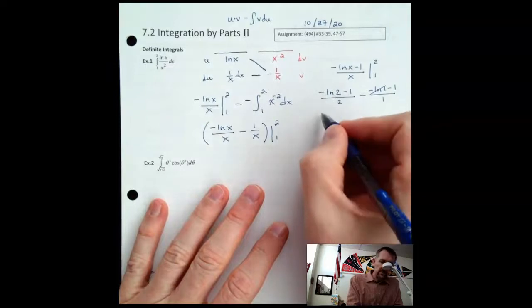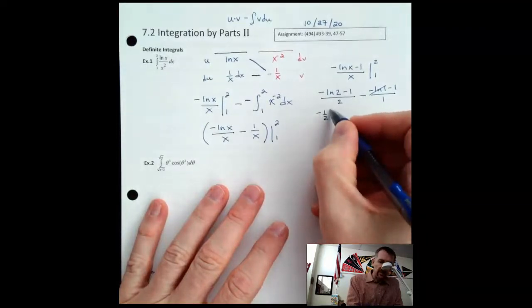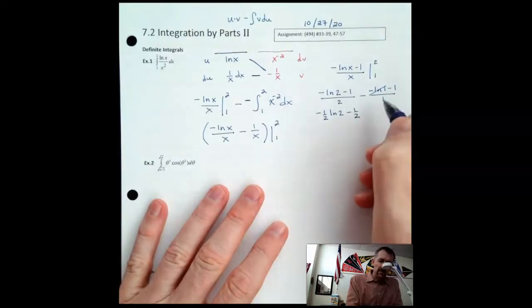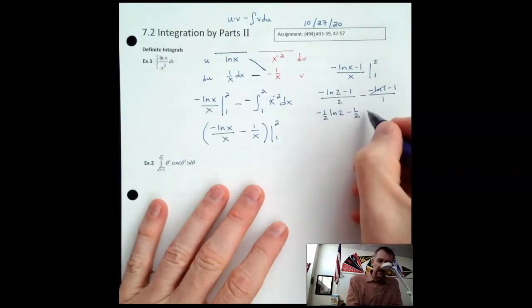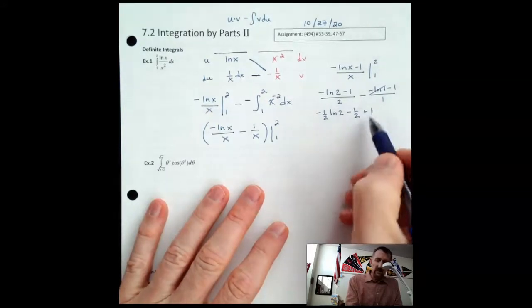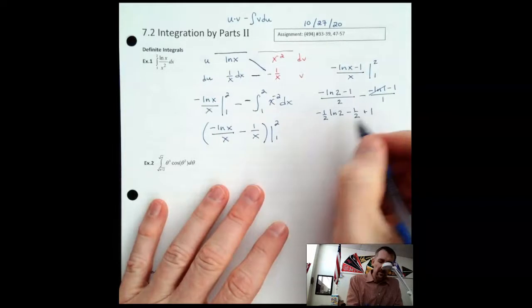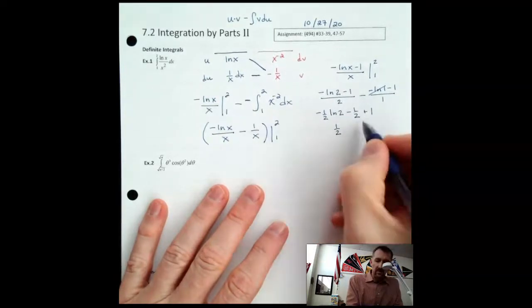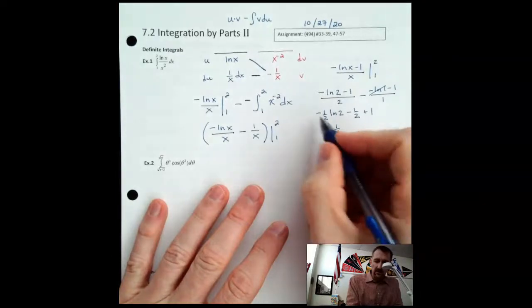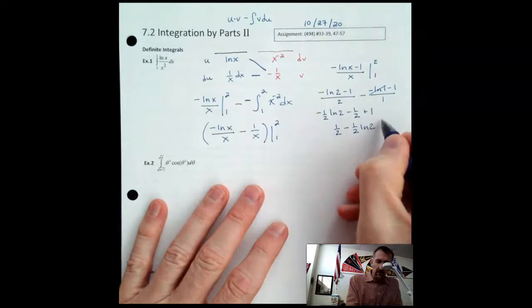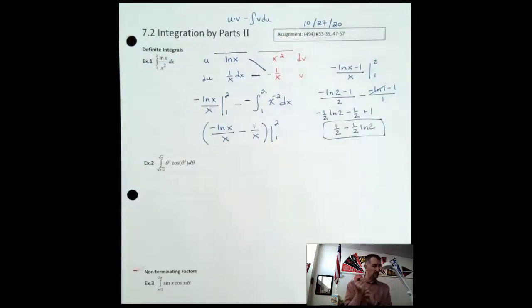So I'm actually going to split this out. So this is going to be negative 1/2 natural log of 2 minus 1/2. And this is going to be a negative times negative. That's going to be a positive 1. Okay, so this is going to give us a positive 1/2. And then we might want to use the commutative property, flip this over, put that positive 1/2 first so we don't end up with an extra sign here. Minus 1/2 the natural log of 2. Okay?